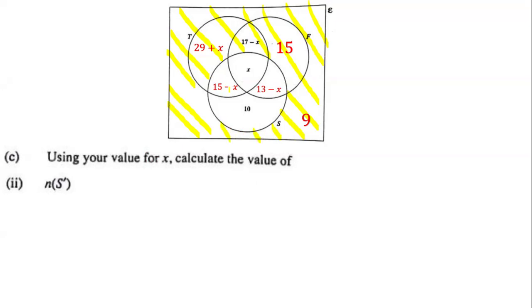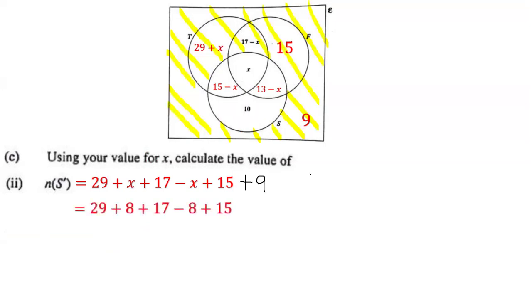So that means we cannot include 15 minus x, we cannot include x, we cannot include 13 minus x, we cannot include 10, but the other ones we can include. And so that's what we did. So we say 29 plus x, that's what we have here. 17 minus x, that's what we have here. Positive 15, we have here. But we forgot something, we didn't put 9. Okay, so let's put positive 9. There we have to put the positive 9 because that is also a part of the complement. So it's going to be plus 9.